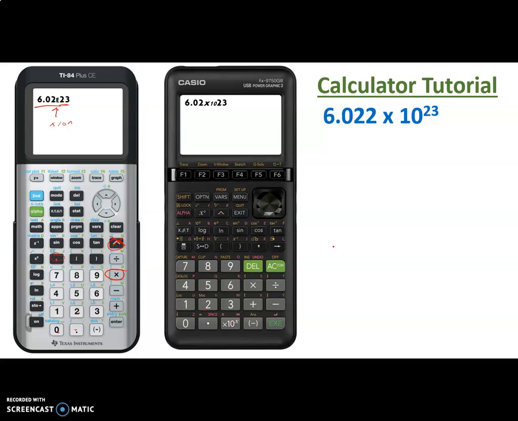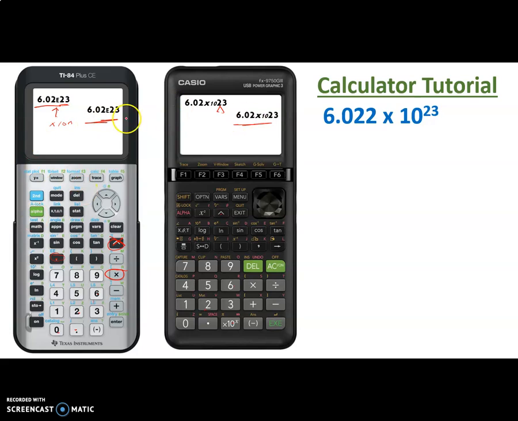So if you hit enter, it should, I believe, look like something like this. Now I'm more confident in the TI. I don't have a Casio to check, but I think it looks something like that. So double check, make sure you're typing those in right. And again, notice there's no caret symbol there. It's just you hit the times 10 button, 23 is the exponent.